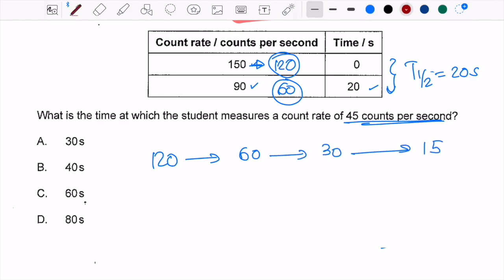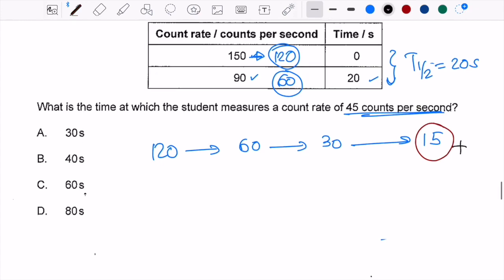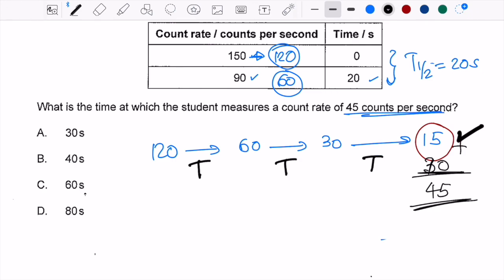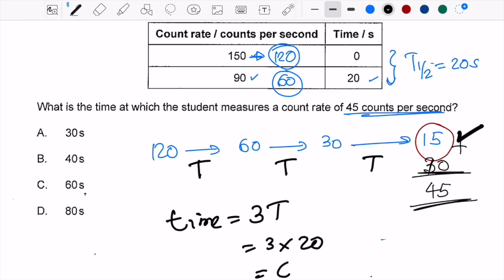Now let's focus on this point. At this point, the real count rate is, the background radiation is always there. So the real count rate is 45. So we are talking about this moment. Now how much time? This is a half-life, another half-life, another half-life. So time is 3 half-lives, or 3 times 20 seconds, 60 seconds.